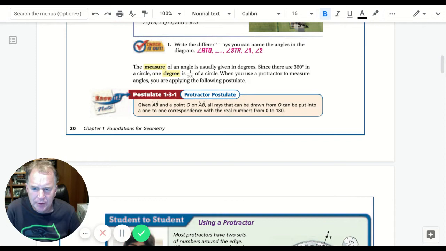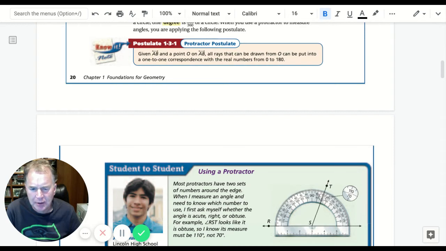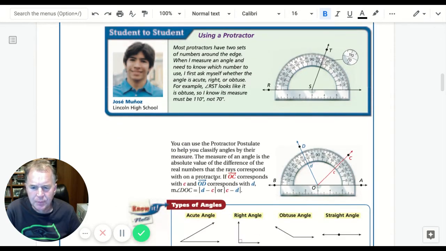Now, you might remember on a previous assignment, we talked about the ruler postulate. That gave us the ability to put numbers on a number line and find distances. The protractor postulate is the same exact thing, it's just you're doing it with angles. So now we can put numbers on an angle and measure them. To do that, we use a protractor.